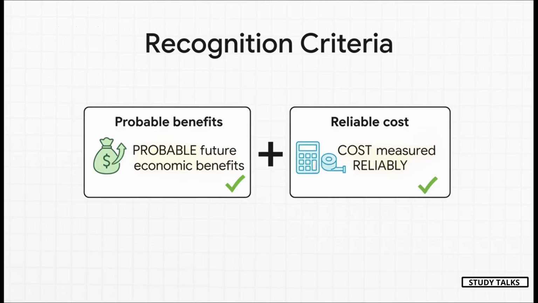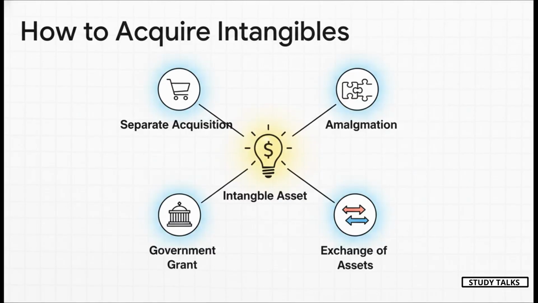End of story. So these intangibles can find their way into a business in a few different ways. You might buy them outright, you could get them as part of a merger, sometimes you'll get them from a government grant, or you could even swap another asset for one.